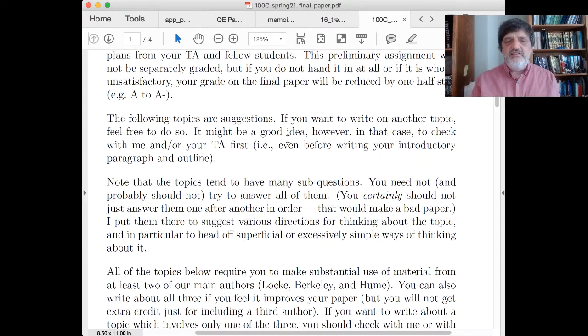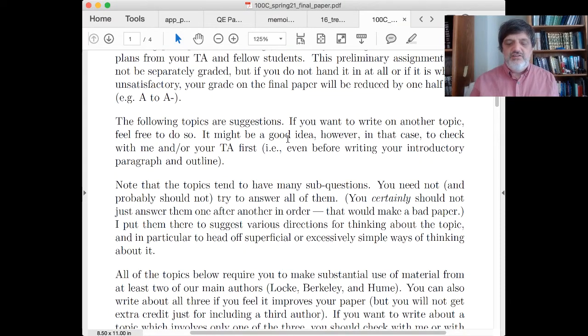And as it says on the syllabus and as announced at the beginning, that preliminary draft outline assignment doesn't get a separate grade, but you should hand it in and make sure it's not, quote unquote, wholly unsatisfactory, which is supposed to be a really, really low standard. So just hand in something that actually is a first paragraph and an outline, even if they're bad, because if you don't, then your final paper grade will be reduced.